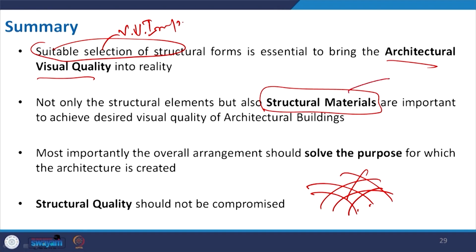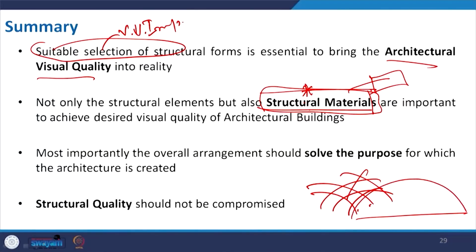like the cotton steel, that material being used, which is strong in order to make it stable, as well as creating some rough finish. So, structural material is another important part to create the visual quality, whether it is making it rough or otherwise. So, we have to know about the materials, and we will cover that aspect in some of the lectures. And most importantly, the overall arrangement should solve the purpose.